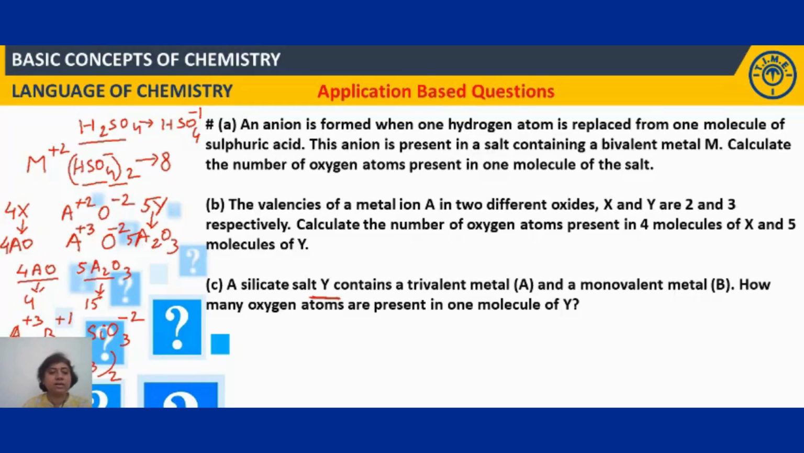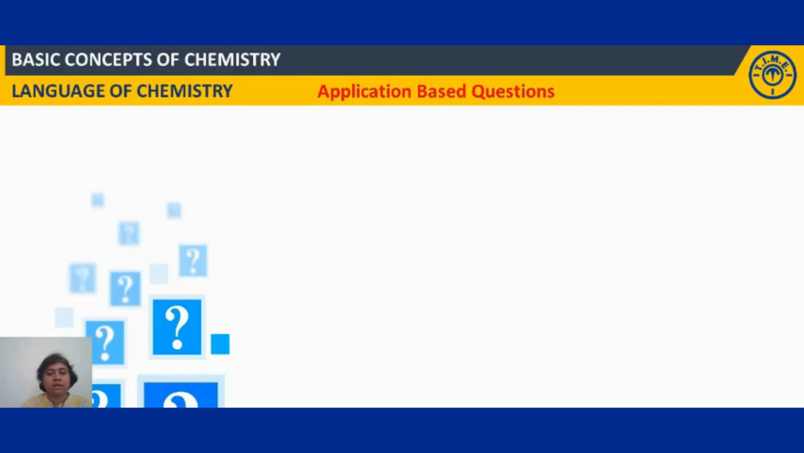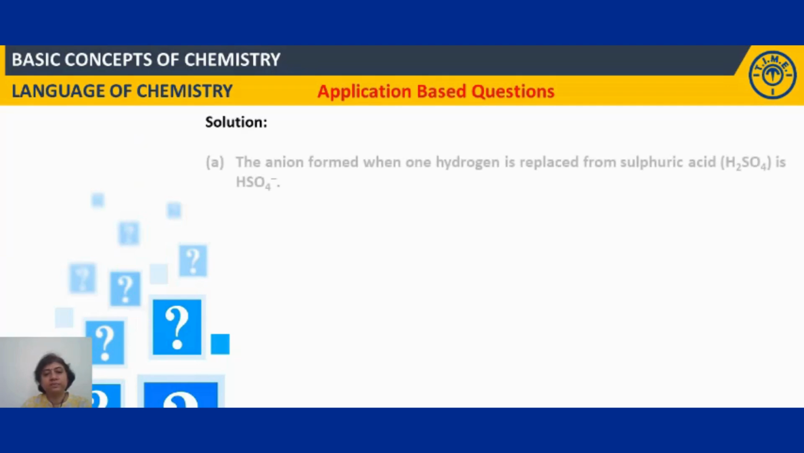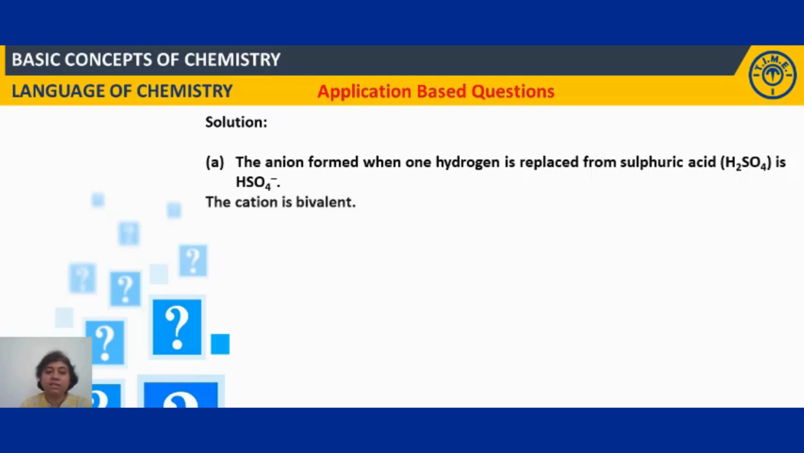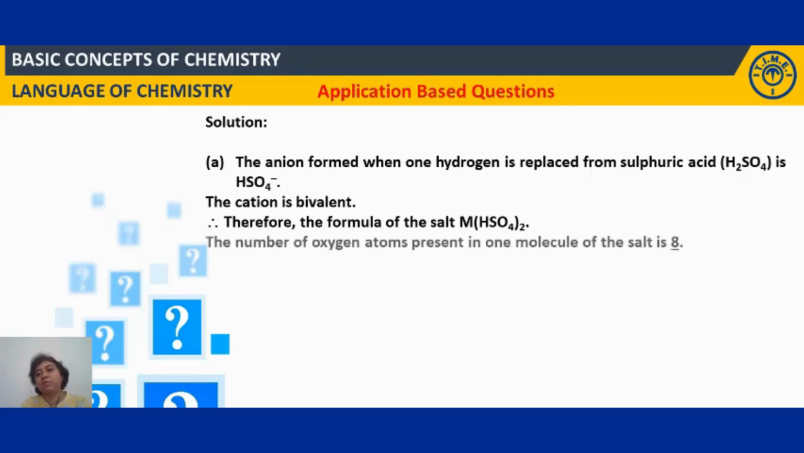Let's look at the solution of the three questions. First one, the anion formed when one hydrogen atom is replaced from sulfuric acid is HSO4 minus. Fine, good. The cation is bivalent. So the formula is M(HSO4) taken twice. So the number of oxygen atoms in one molecule of the salt is 8.